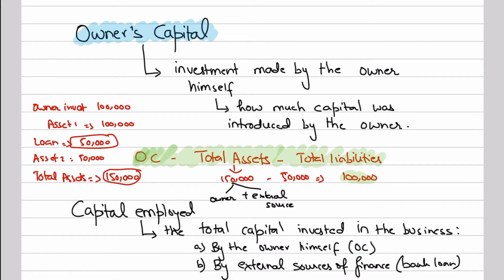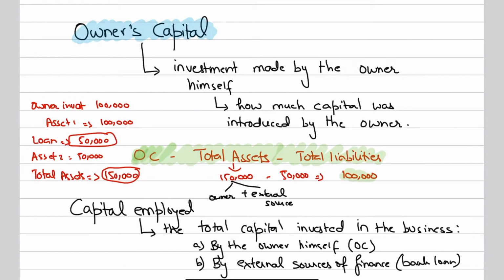So that is why we have to deduct the total liabilities, because the total liabilities are the money that the business has obtained from other sources, and from that money the business has bought assets, and that money has been invested back into the business.